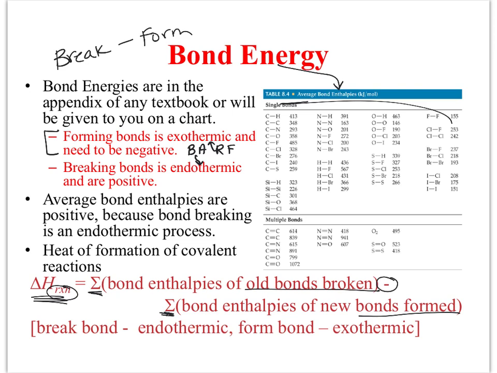So think of it in terms of reading the chemical reaction. You would read a chemical reaction from left to right. Your reactants are the ones that you're breaking apart. Your products are the ones that you're forming. And you just have to know to subtract those values.